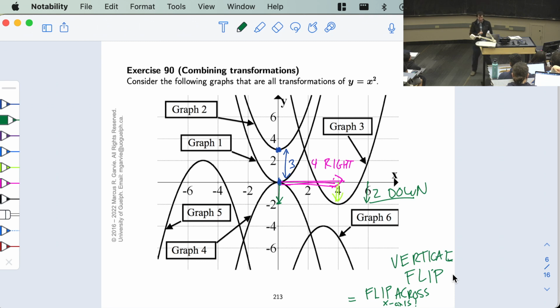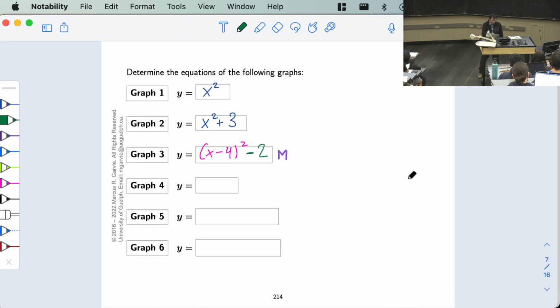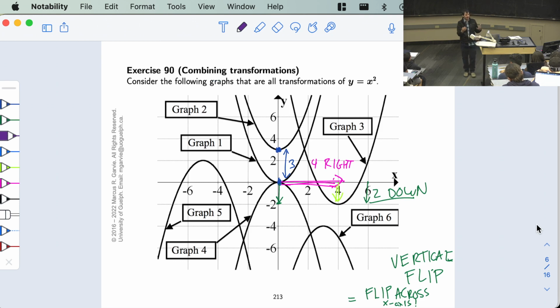Vertical. OK, there. Let's try that. So 4, 5, 6 are all vertical flips. So I can fill in all of them; they're all going to start with minus something, minus something, minus something, because they're all flipped upside down compared to the original graph. So if you know they're flipped upside down, all you've got to do is fill in where they got moved to using what we just did.